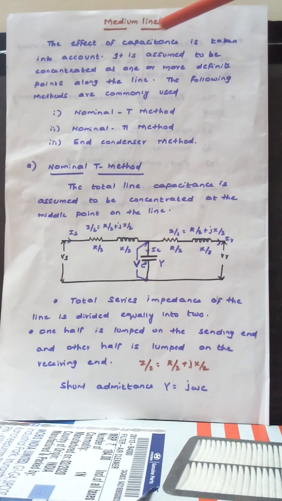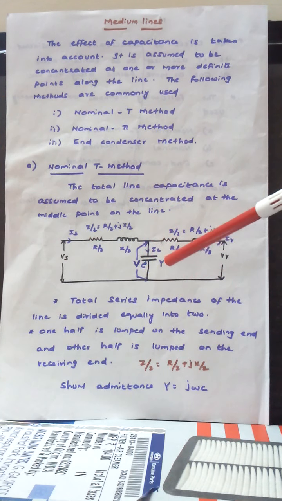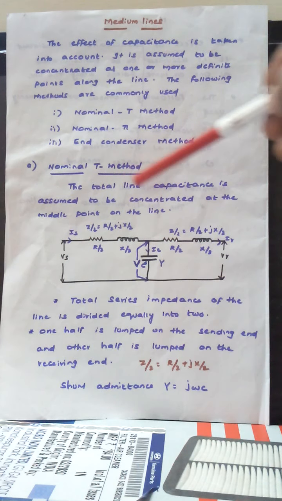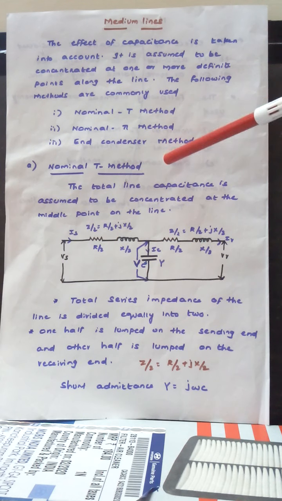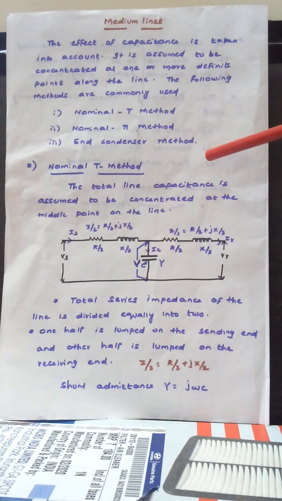As well as here we can see that the capacitance is concentrated at one or more definite points along the line. So here the following methods are commonly used: one is the nominal T method, nominal pi method, and the end condenser method. First we will see about the nominal T method.